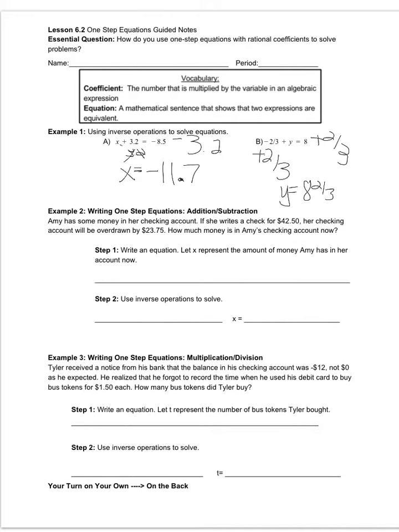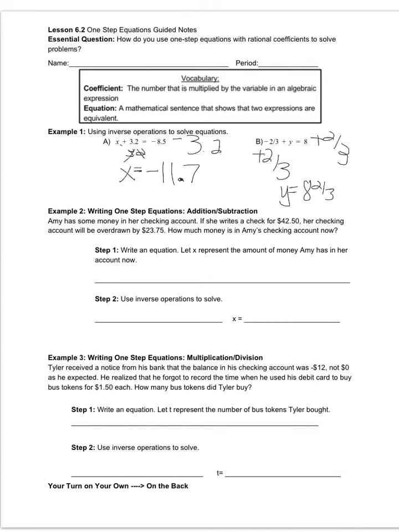Now, for examples 2 and 3, we have some story problems. So we're going to first need to decipher the story problem and then write an equation to represent the problem. Example 2. Amy has some money in her checking account. If she writes a check for $42.50, her checking account will be overdrawn by $23.75. How much money is in Amy's checking account now?